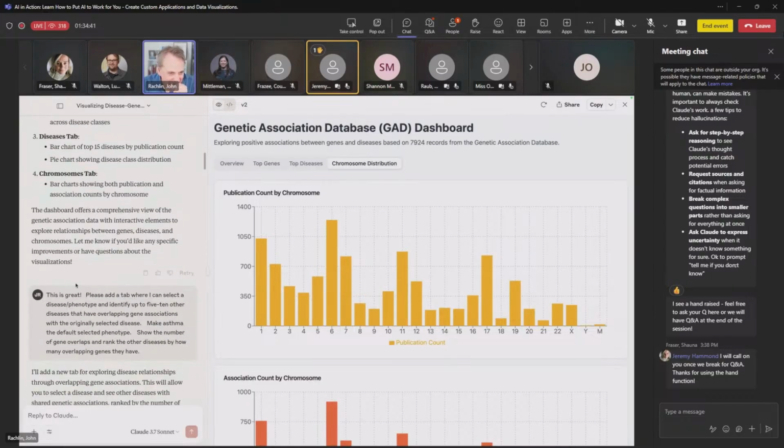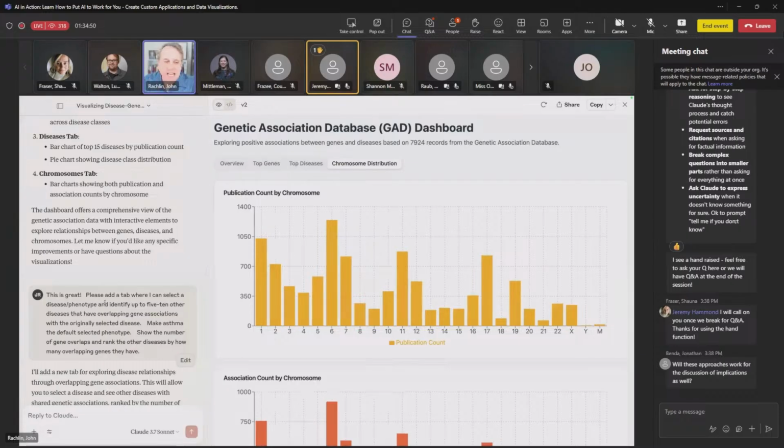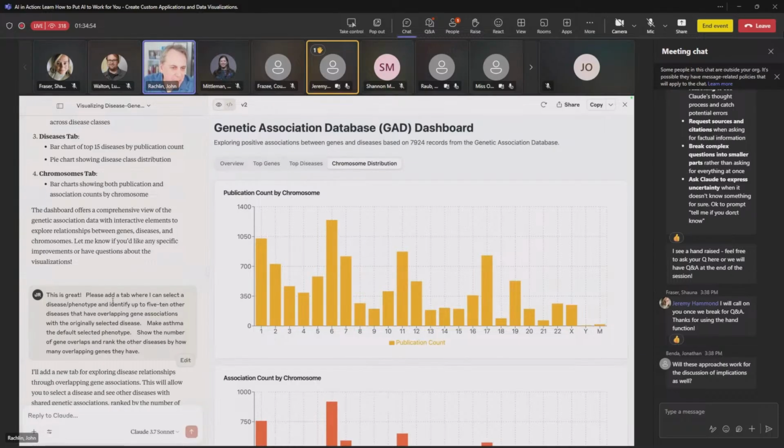And I said I like to give Claude positive reinforcement, positive feedback. So I said, this is great. But what I'd really like now is to add a tab. Now I'm adding some functionality to this dashboard. And what I wanted it to be able to do was allow me to select a particular disease or phenotype, and then to identify up to 5 to 10 other diseases that have overlapping gene associations.